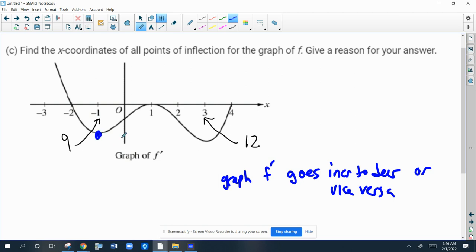So right here, decreasing to increasing, right here, increasing to decreasing, and right here, decreasing to increasing, or those three relative extrema. So x equals -1, x equals 1, and x equals 3. It would be impossible for us to get y coordinates because we're not given any other information. So that's good. Just x coordinates, we're done.